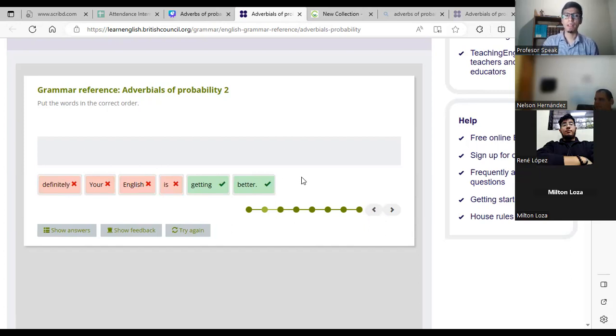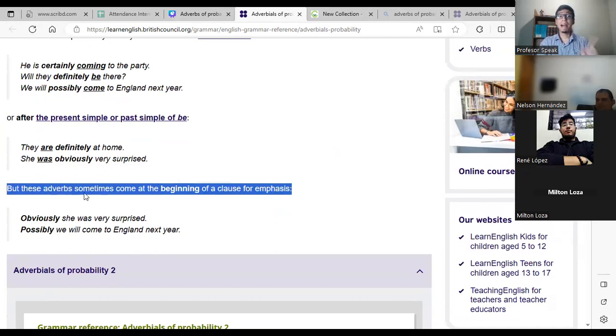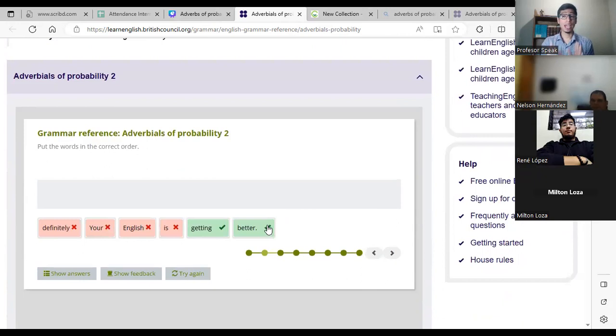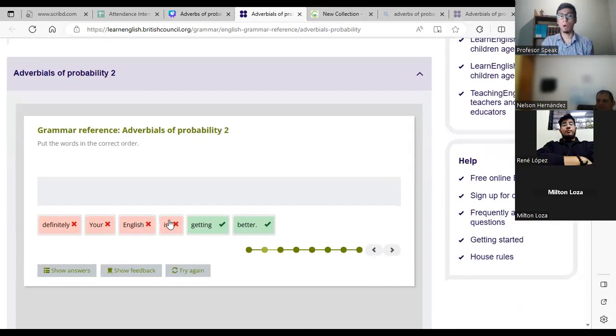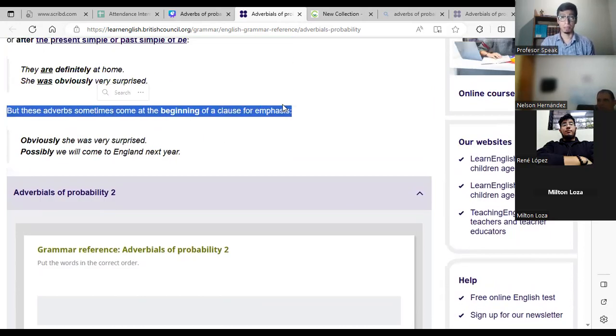And this one, guys, what is the problem? Because if you think about this, definitely your English is getting better. Here we have this: some adverbs sometimes come at the beginning of a clause for emphasis. If you want to add emphasis, you can use definitely like this. Definitely, your English is getting better. Like in a conversation, if you want to add emphasis, all right? But most of the times we don't use it like that. That's why it says sometimes.